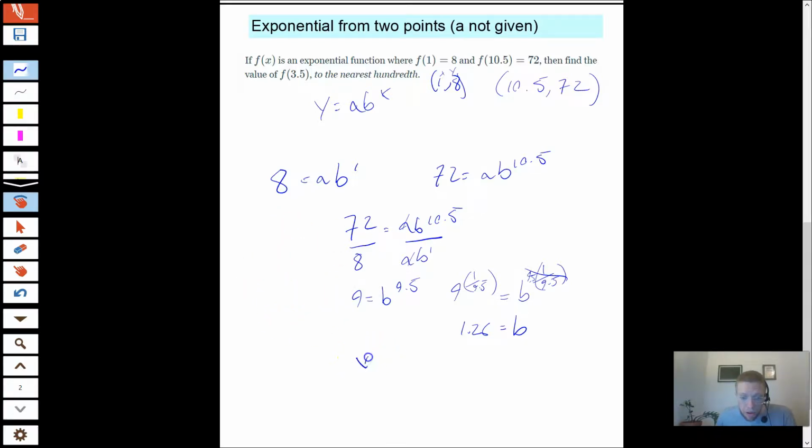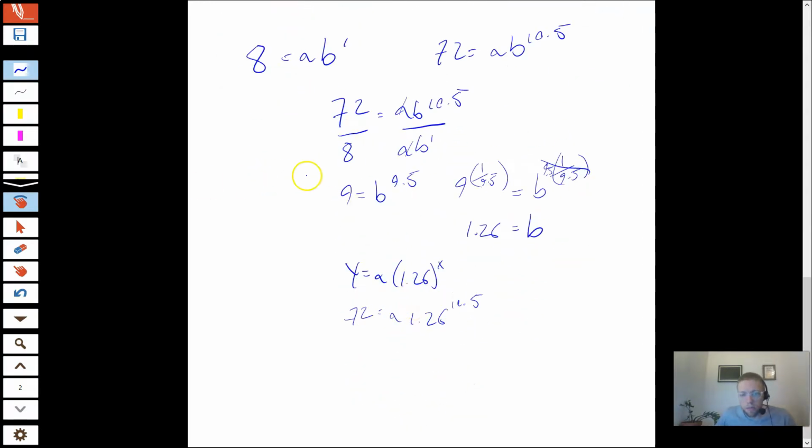So I know that my function is y equals a times 1.26 to the x power. And now I need to figure out what a is. So the way I'm going to do that is I'm going to plug in a point, just like I would with the system of linear equations, right? So I'd say 72 equals a times 1.26 to the 10.5 power. Okay, 10.5, that should say.